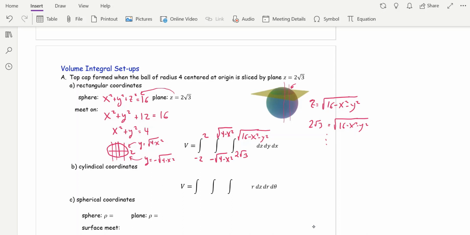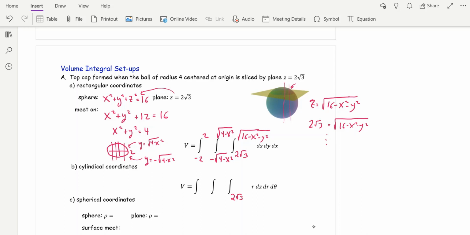Now, don't worry, because it's a lot of work to do the rectangular, but once you've done the rectangular work, the cylindrical is kind of done for you, because remember, z is z. So z equals 2 root 3 is still z equals 2 root 3. That's not going to change.